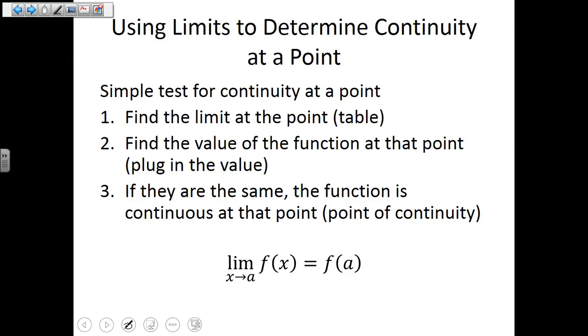And if they are the same, that is, if I take the limit coming together from the left and from the right, and when I plug in that value I get the exact same answer, then the function is continuous at that point, and we call it a point of continuity. So basically what we have here at the bottom is the limit as x approaches a. Maybe that a value is 2, as we saw earlier. So the limit as x approaches a of f of x, if that is actually equal to what we get when we plug in a, then the function is continuous.